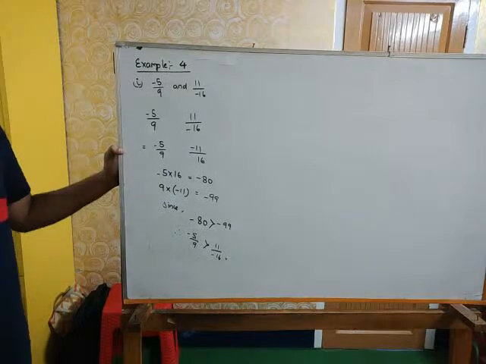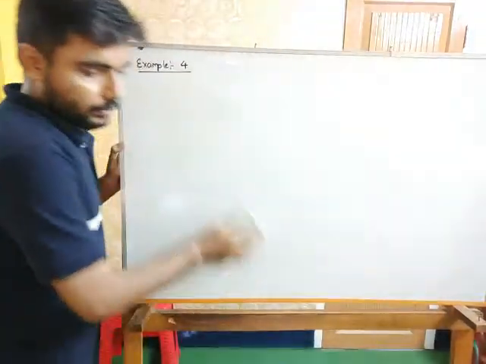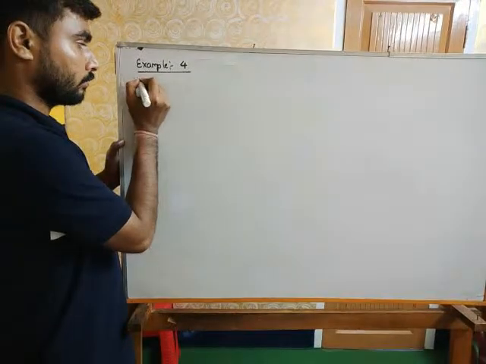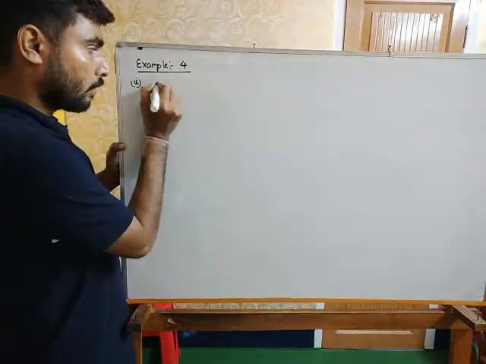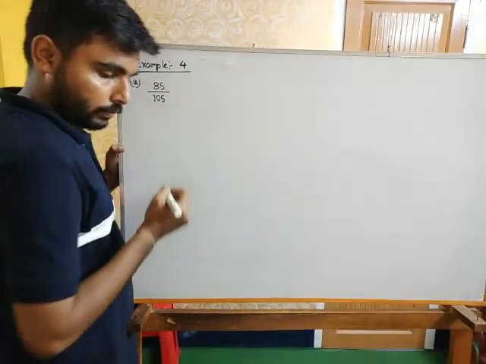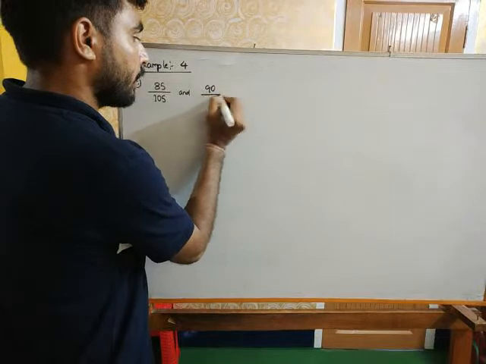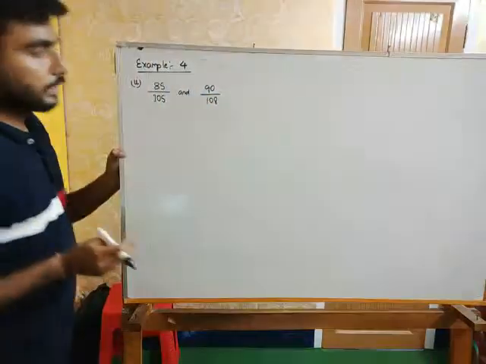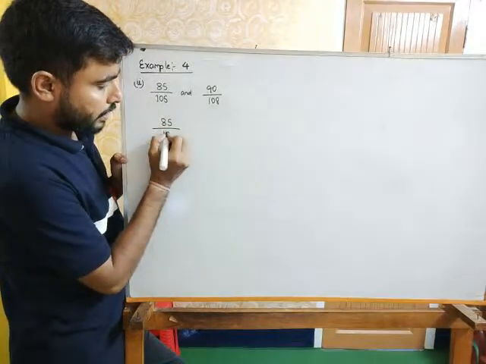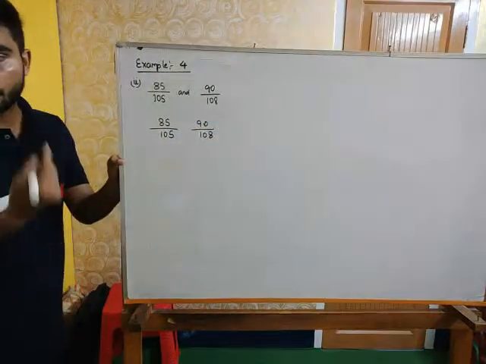Okay. So let us see the next one. 85 by 105 and 90 by 108. Okay. So 85 by 105, 90 by 108. Let us cross multiply.